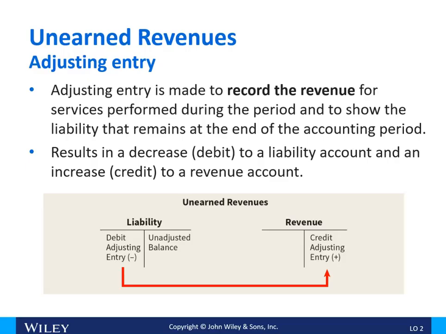The adjusting entry is made to record the revenue for the services performed during the period and show the liability that remains at the end of the accounting period, if there is any. So results in a decrease, a debit to the liability account, and an increase, a credit to the revenue account.